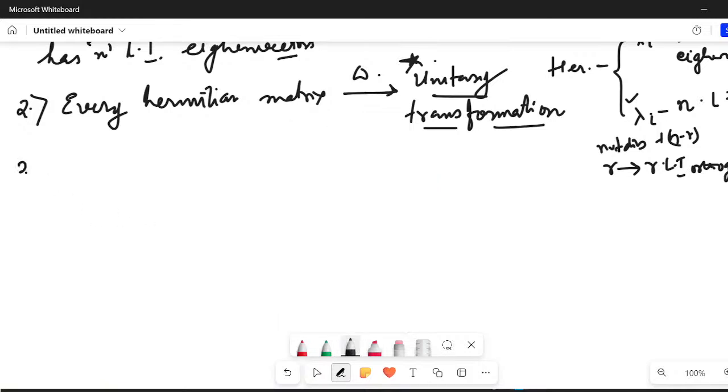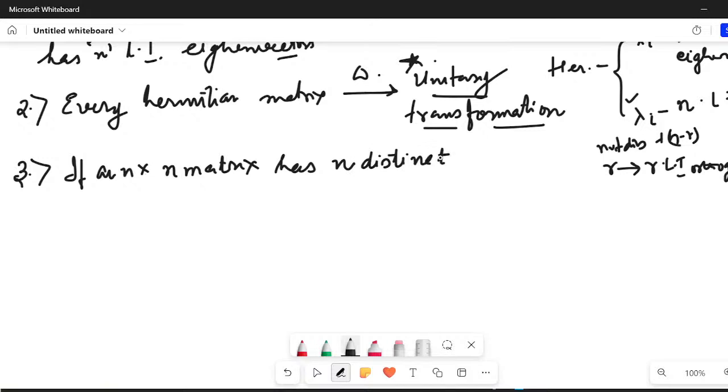Another thing is that if an n cross n matrix A has n distinct eigenvalues, then also it is diagonalizable.